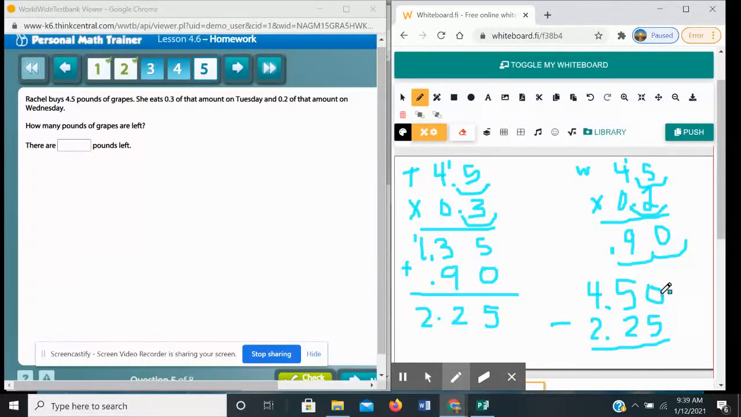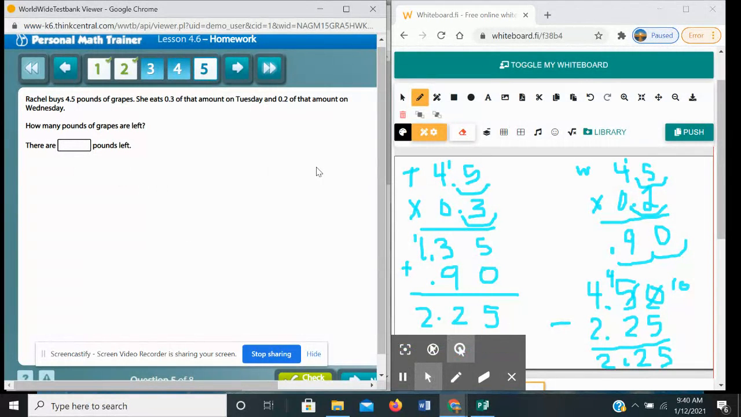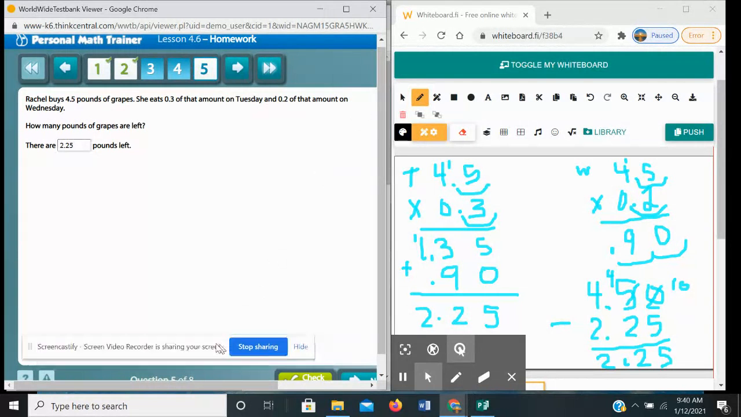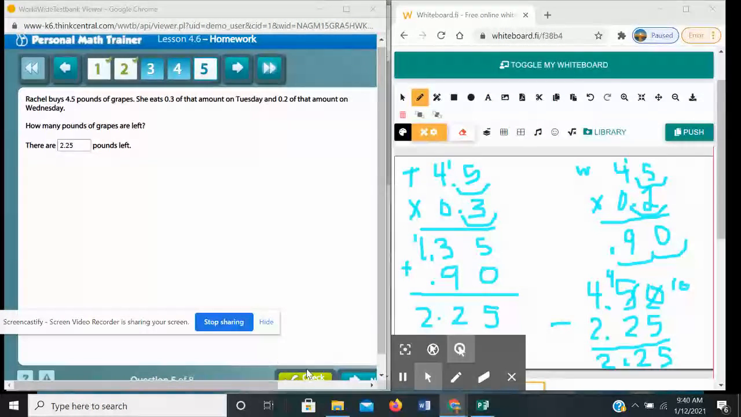So now I take 0 minus 5. I can't do it. That has to become a 10. I regroup. That has to become a 4. 10 minus 5 is 5. 4 minus 2 is 2. Bring down that decimal point. 4 minus 2 is 2. So how much does she have left? It's going to be 2 and 25 hundredths.